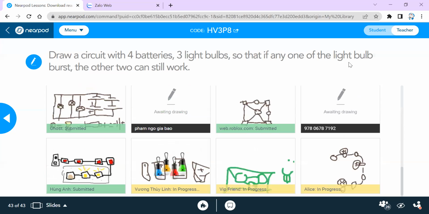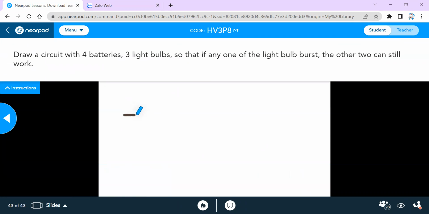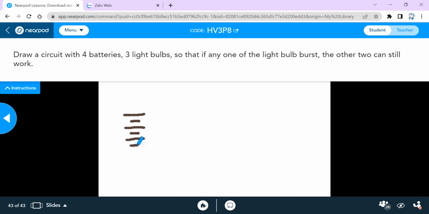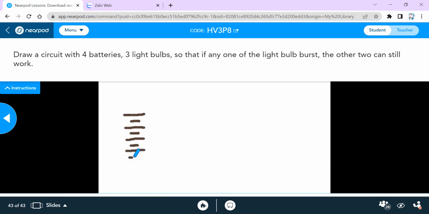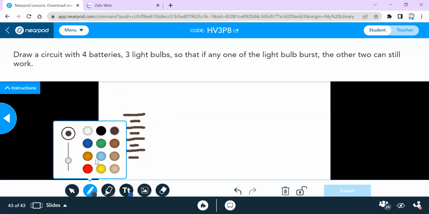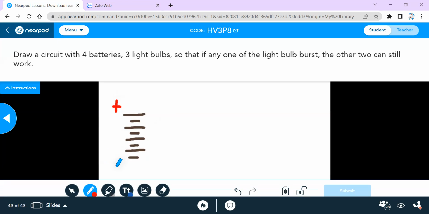Okay, I see the majority have submitted. All right, let me start by drawing now. First of all, to draw a battery, a battery will always be one big, one small, one big, one small, one big, one small for the batteries. Why is there one big, one small? Because the big one is basically the positive, and the small one is the negative.